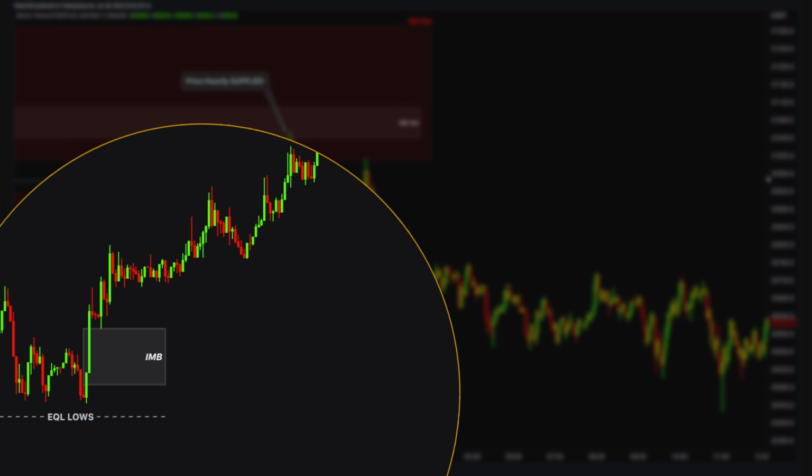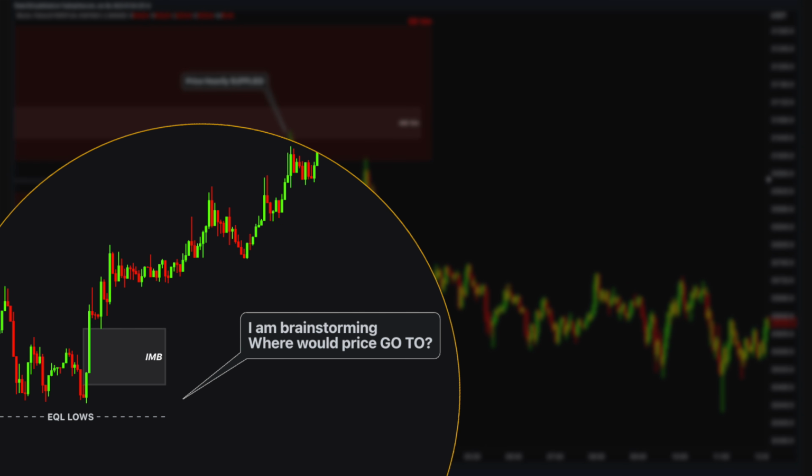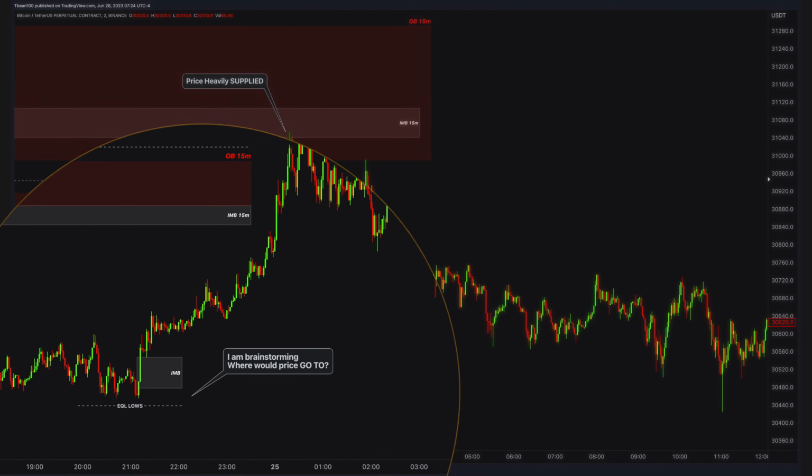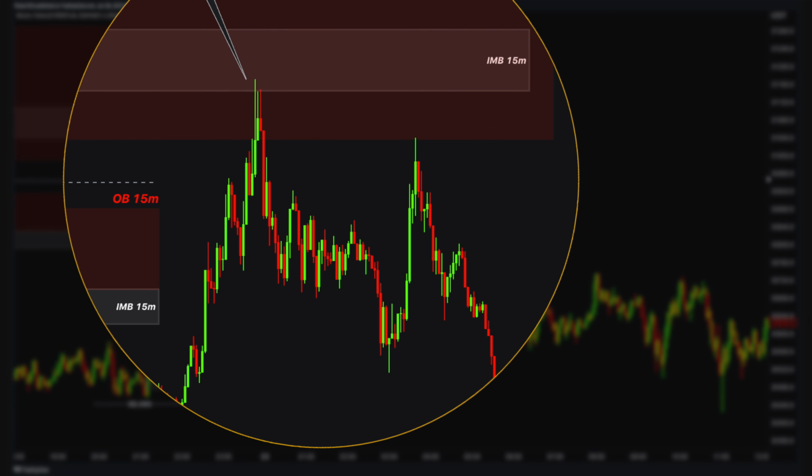Here's my tip. Ask yourself 100 times daily. Where can the price go? Notice this clear equal lows below. And right above it, there is a giant imbalance. No brainer, this is a target that anyone can see.